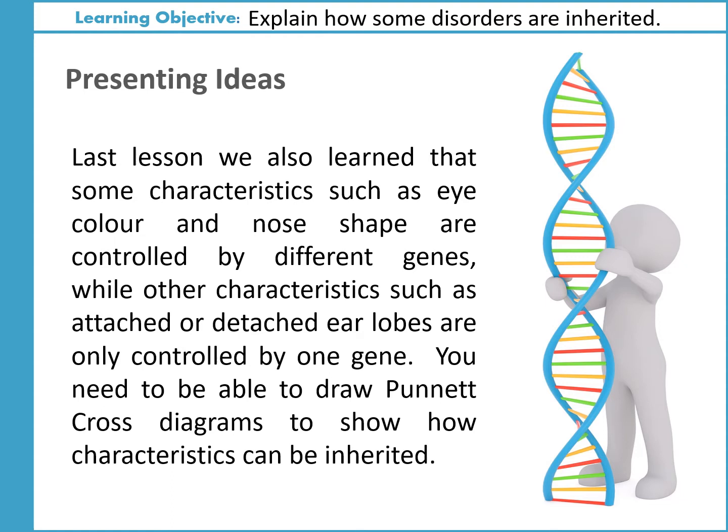Not only is eye colour determined by different genes, but also characteristics like having attached or detached earlobes and also having various different nose shapes can be controlled by one or more genes. You need to be able to draw Punnett square diagrams or Punnett cross diagrams or genetic diagrams to show how those particular characteristics might be inherited, and you need to be able to work out the chances of having any of those particular characteristics. You've done this last week, so we should be getting a little bit more confident. Hopefully you had some examples in your homework as well to help you with doing that.